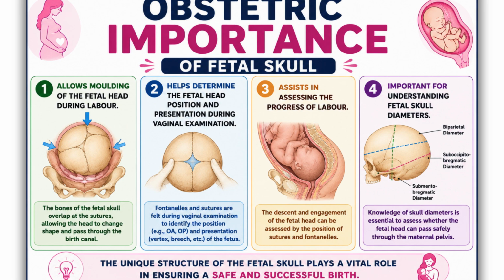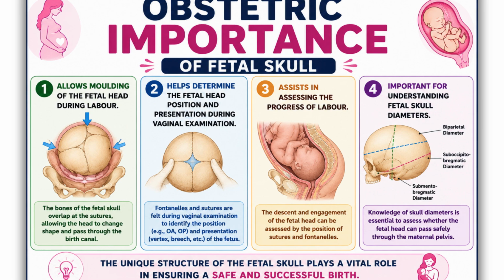Quick revision: 3 parts: vault, base and face. 6 bones: frontal, parietal, temporal, occipital, sphenoid and ethmoid. 4 sutures: frontal, sagittal, coronal, lambdoid. 2 fontanelles: anterior bregma and posterior lambda.